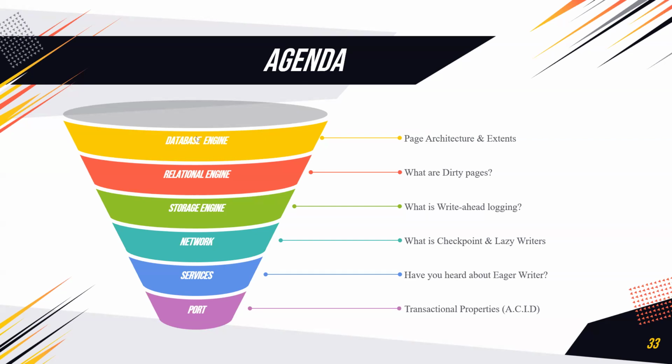So this is what we are going to discuss today and tomorrow, sir. A lot of very important concepts: page architecture, extents, different types of extents, dirty page, write log, checkpoint, lazy writer, eager writer, ACID properties. All these concepts are very important. Today and tomorrow we are going to discuss more on these concepts. Stop me, ask me any questions. These concepts are very important for interviews, for practical work, and in reality as well.